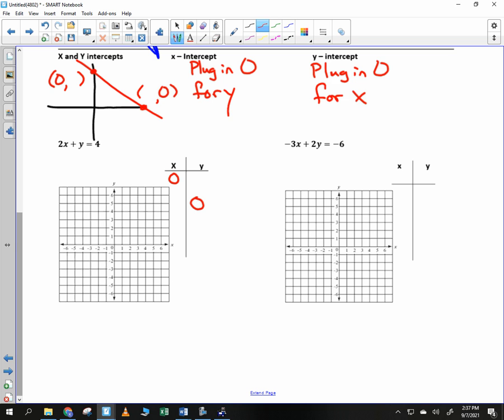Watch what happens. When I say x is 0, I basically just cover it up. When x is 0, what's y? 4. When y is 0, I just basically cover up the y. The new equation is 2x is 4. So what's x? It's 2. So you can see the coordinates 0, 4 and 2, 0. There they are. Your line is done. See how quick x and y intercepts can be for determining a graph? You try the next one on your own. Find the x and y intercepts. Go.